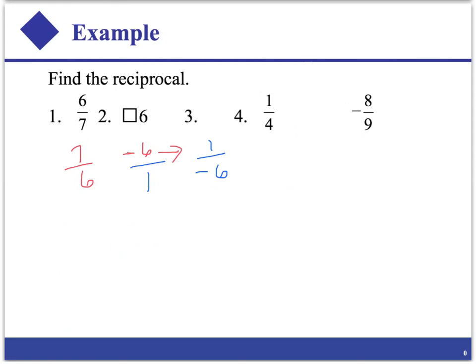Number 3 is 1/4. It looks like when it slid things off, our numbers got off. So number 3 is 1/4, and the reciprocal of 1/4 is 4/1. And then number 4 is -8/9, and the reciprocal of that is really 9/8. And you can put the negative sign either in the top, the bottom, or the middle. Doesn't matter, just as long as you have it in there.